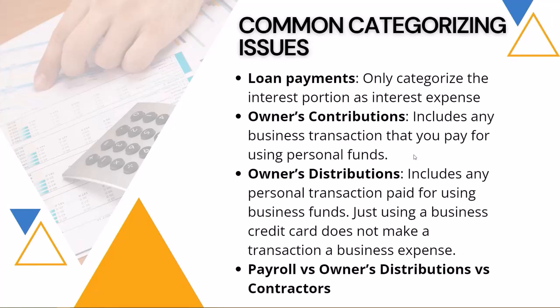But the reality is, just because you're using business funds to pay for a transaction like dog food, that doesn't actually make it a business expense that's deductible on your tax return. That is an owner's distribution because you're paying for a personal expense using business funds. So those things just get categorized as a distribution, and they don't show up on your income statement because it's not actually a deduction on your tax return. And so just be aware that, again, just using business funds does not make something a business expense. If you're paying for anything personal, that is going to be a distribution.